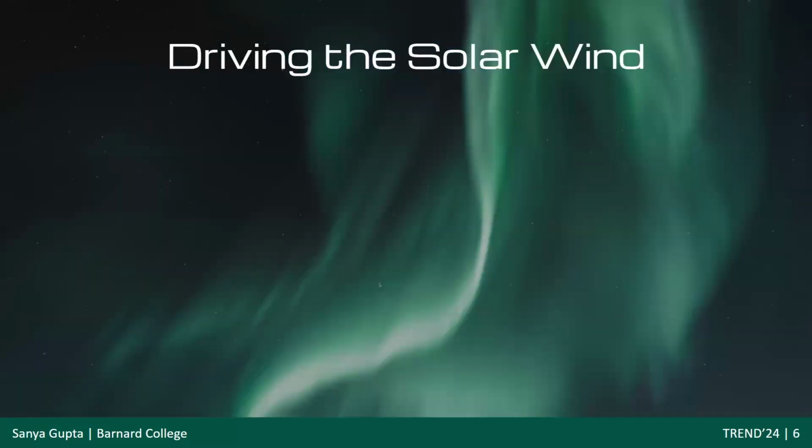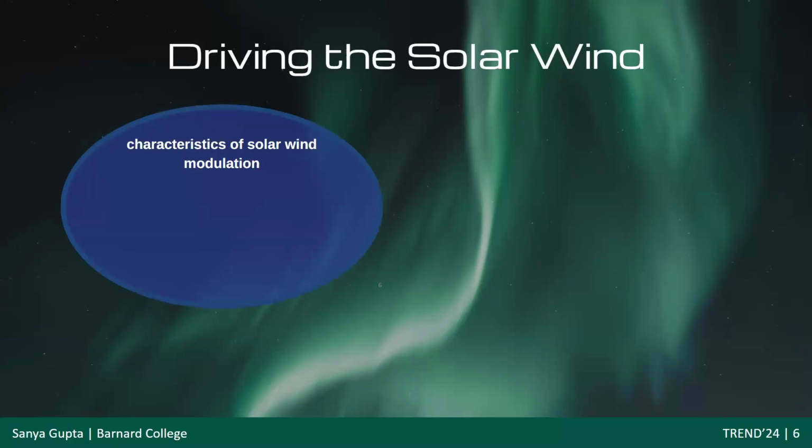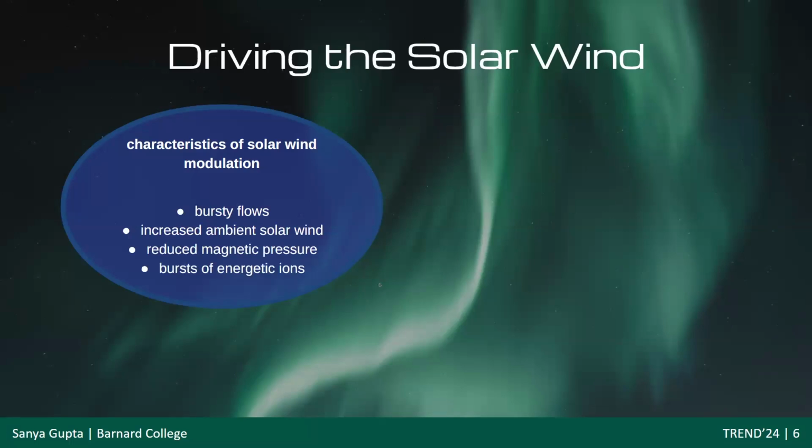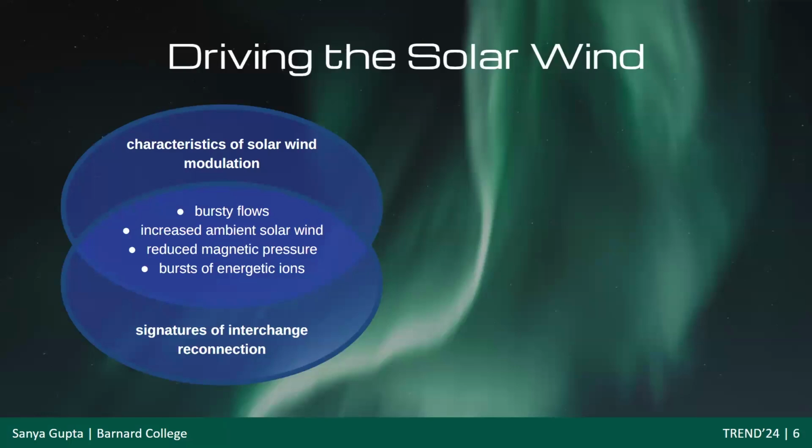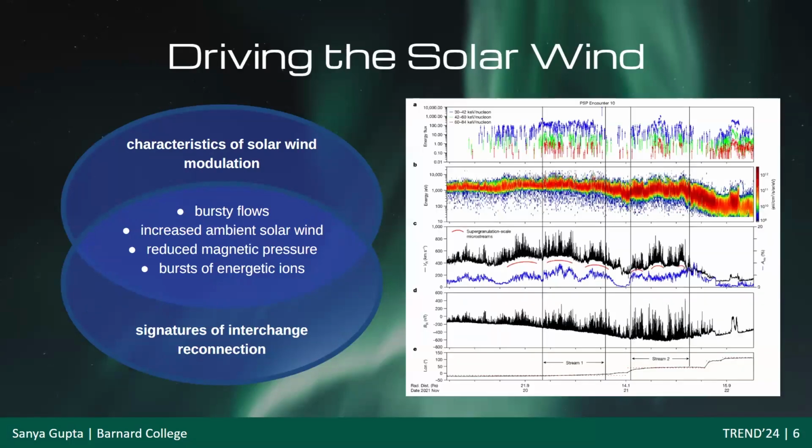We believe that this is what's driving the fast solar wind that we observe, because the characteristics of the solar wind are what's shown here: bursty flows, ambient solar winds, reduced magnetic pressure, and bursts of energetic ions. If you're following what I'm saying, that's exactly what interchange reconnection also gives us. And then we see these trends in the actual observed Parker data, which is shown on the right. Didn't realize there was going to be no Q&A, so if you have questions, please come by my poster.